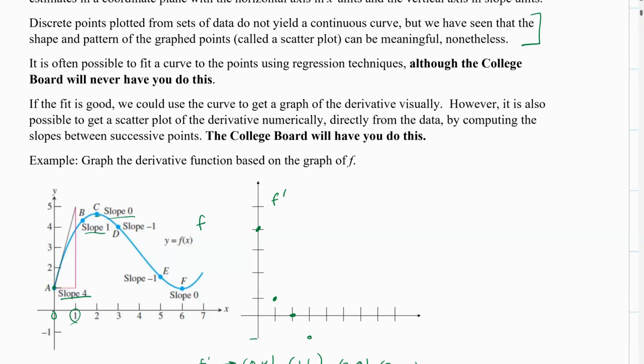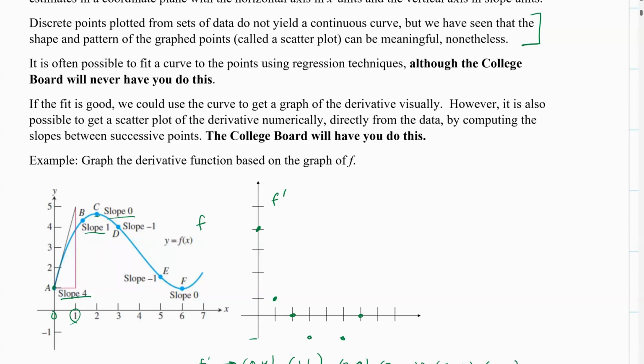And what about E, when we're at 5? At 5, it looks like I got a slope of -1 again. So here's 4, here's 5. So maybe I'm here. And then at 6, at point F, we're back to 0. When x is 6, the slope is 0.